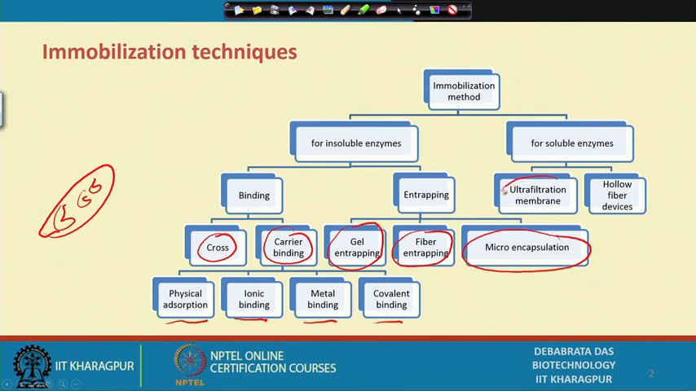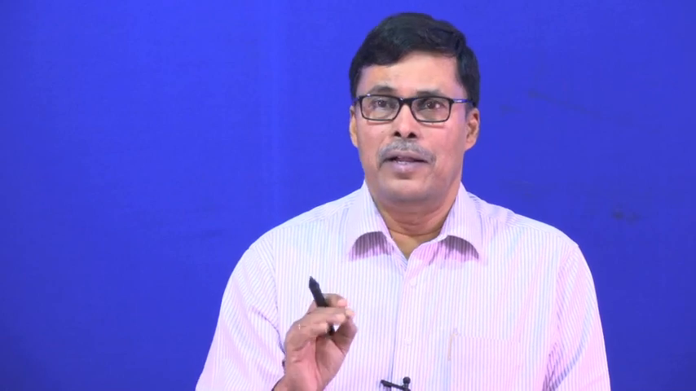In the case of soluble enzymes, the immobilization can be done in two ways. One is called ultrafiltration, and another is the hollow fiber device. Ultrafiltration means the membrane pore size will be very small, so that the enzymes adhere on the surface of the solid matrix.